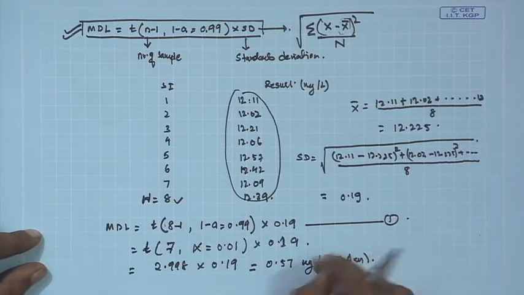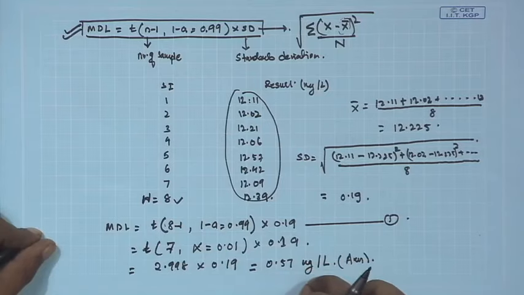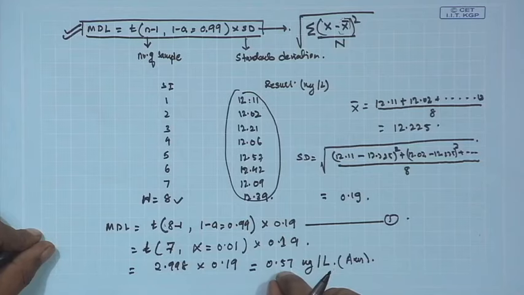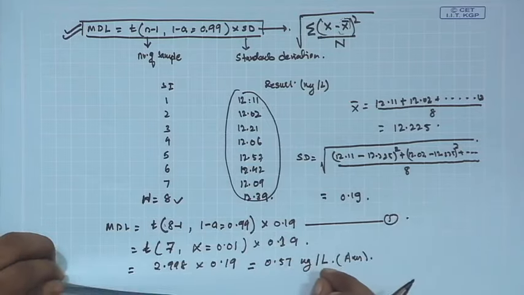So, MDL at 0.57 indicates that this value would be the minimum concentration you can trust with the 99% confidence level. This is the minimum value you can trust with the 99% confidence level. That would solve our MDL numerical problem.